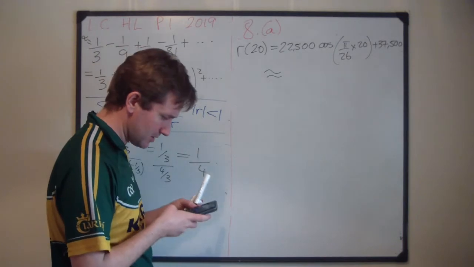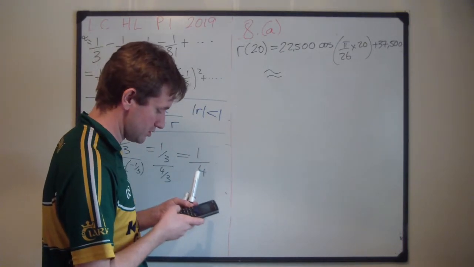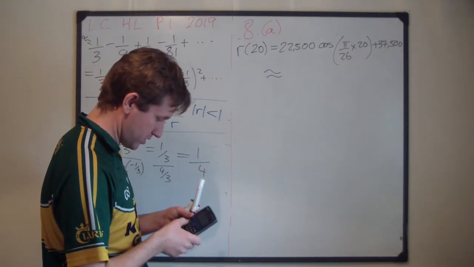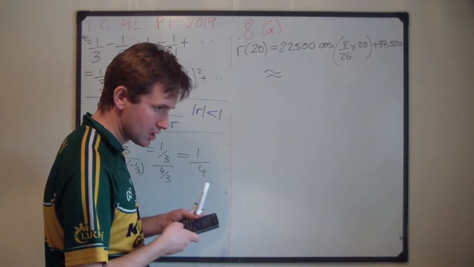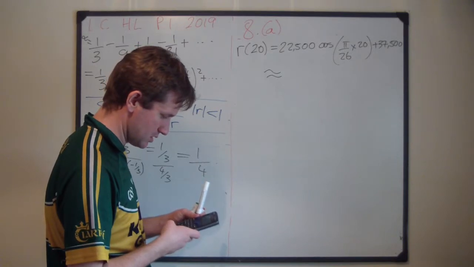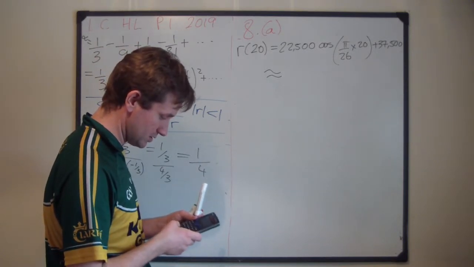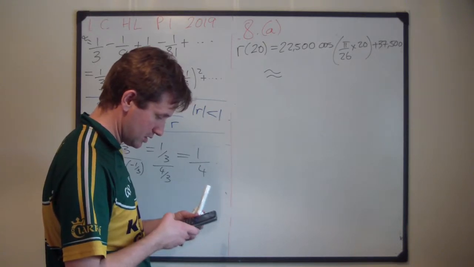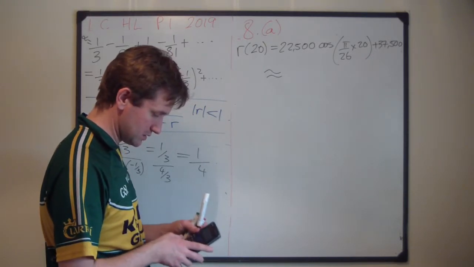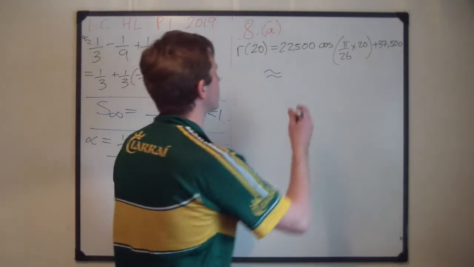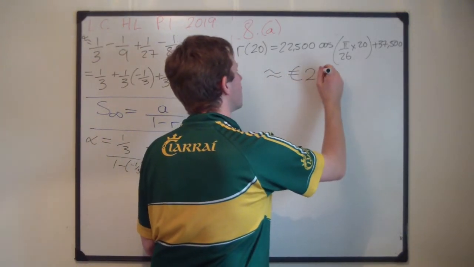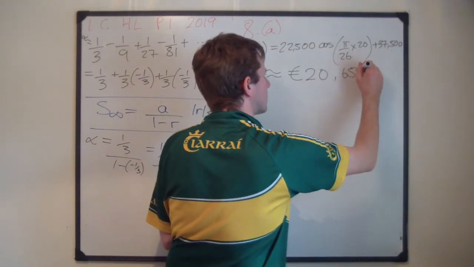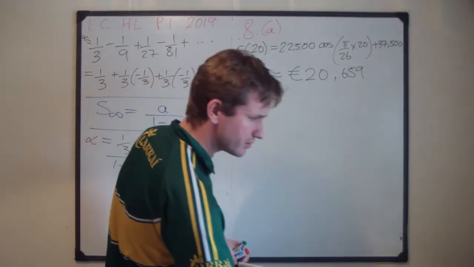Okay, let's see what we get. Make sure I'm in radians, and 22,500 cos of pi over 26 by 20 plus, pretty important, 37,500. And I get, to the nearest euro, 20,659. Piece of cake. Don't know what all the space is there for.